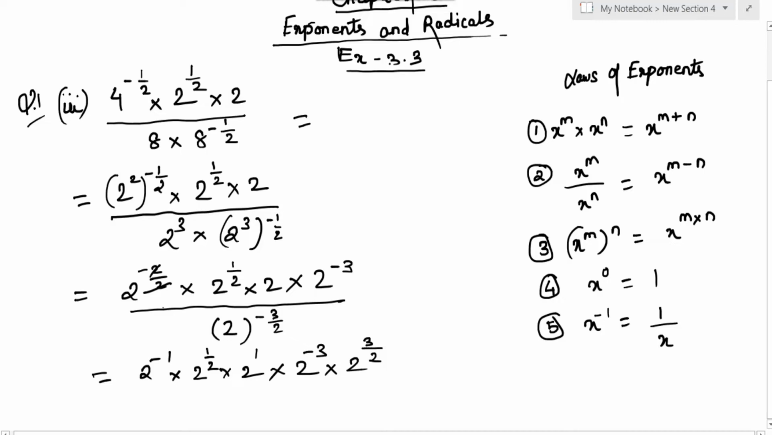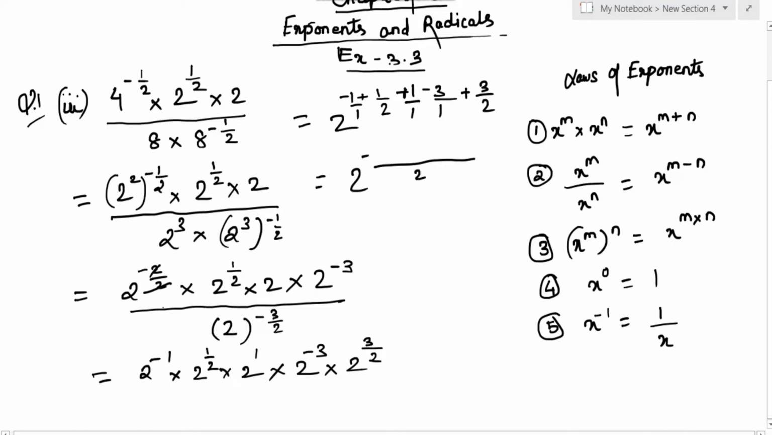Now the bases are the same, so all the powers are going to add with each other, that is minus 1 plus 1 by 2 plus 1, minus 3 and plus 3 by 2. Now we'll take the LCM of the denominator, and that is 2.